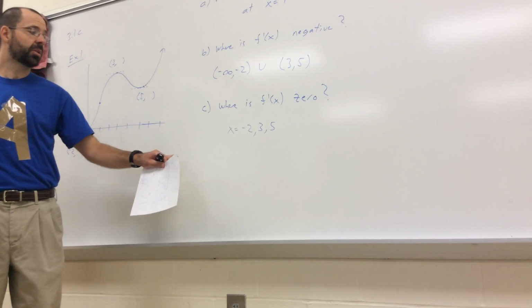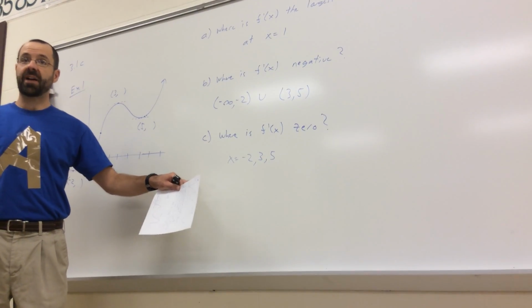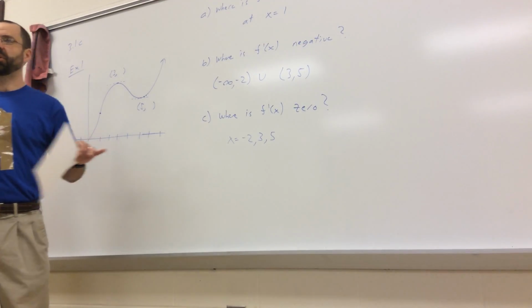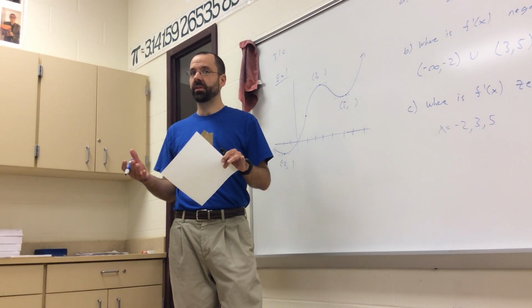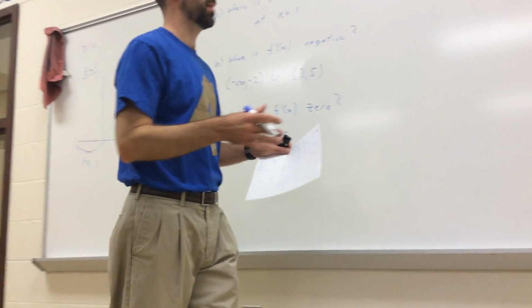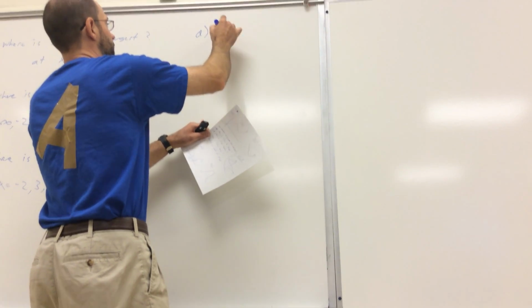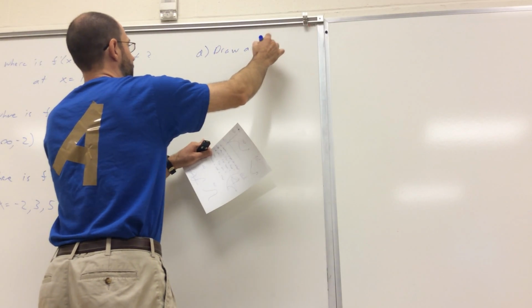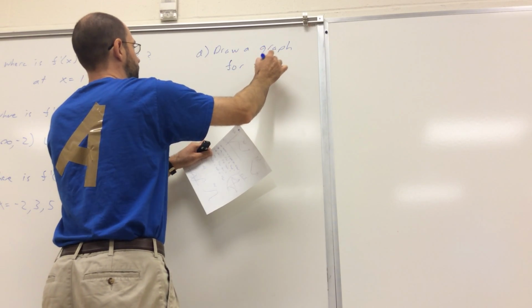Okay, so now we're going to take this information and we're going to draw a graph for f prime. So I opened up by saying we're going to think of f prime as a separate function. So now that we've thought about some of the things that happen with f prime, now for part D, we're going to draw a graph for f prime of x.